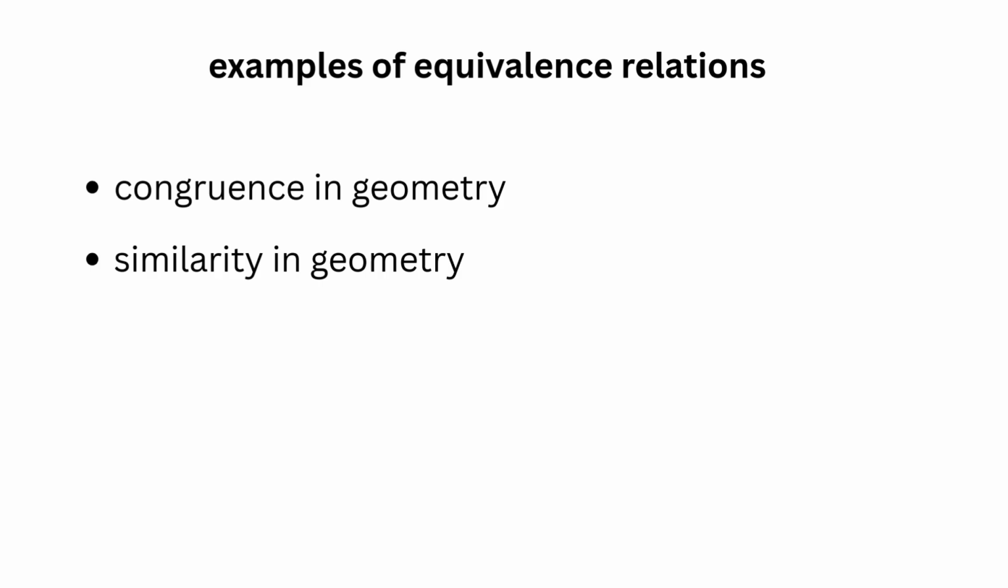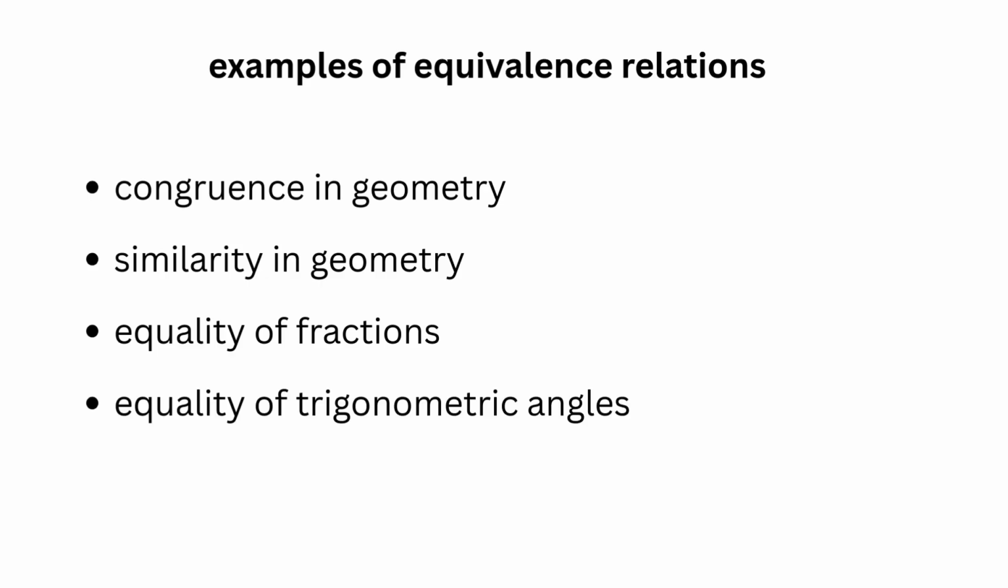3. Equality of rational numbers when written as fractions of integers is an equivalence relation. Each equivalence class includes all fractions which have the same value. 4. Equality of angles on a trigonometric circle is an equivalence relation. Each equivalence class includes all angles differing by multiples of full circles.